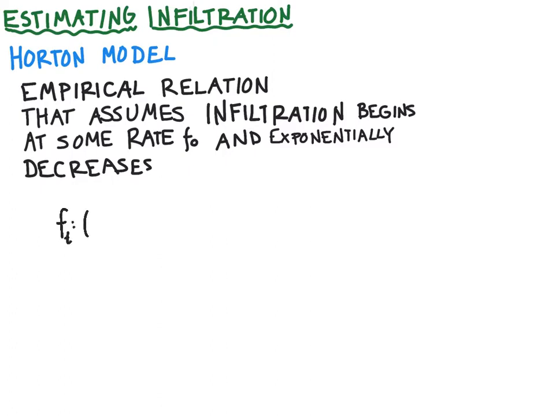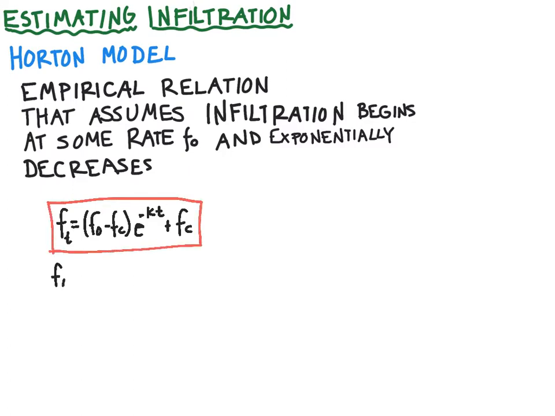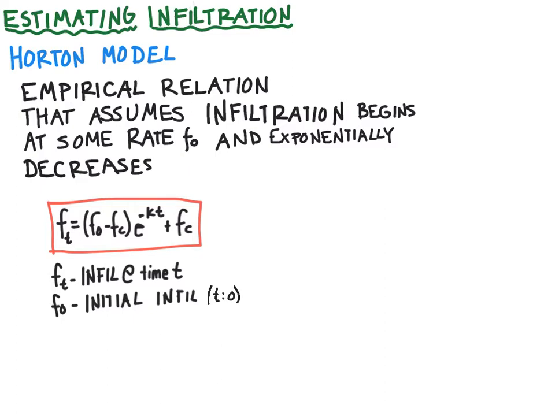The equation says that F sub T is equal to F sub O, the initial infiltration, minus F sub C, e to the negative KT, so you'll see that exponential come in, plus F sub C. Here's the equation, and let's define each of the terms. F of T is the infiltration. I'm going to summarize this as infiltration at time T. F of O is that initial infiltration, and this is at time 0.